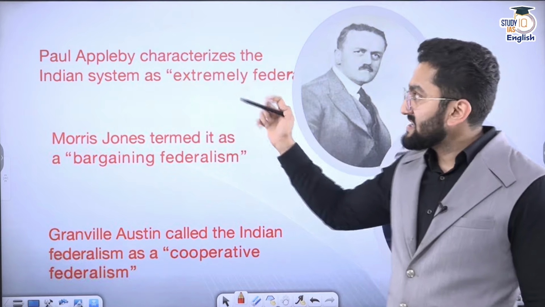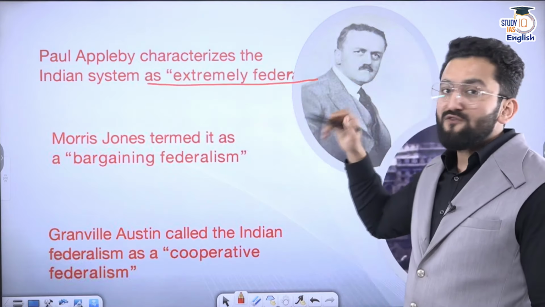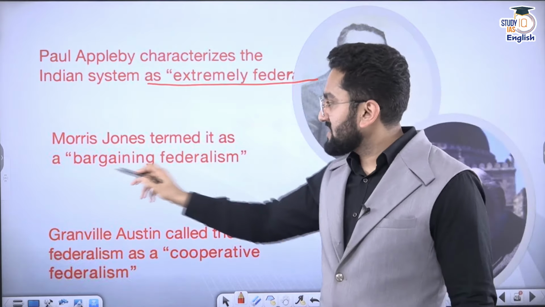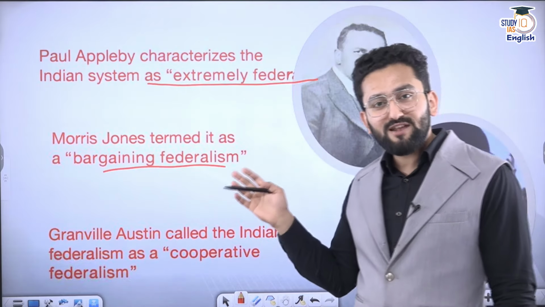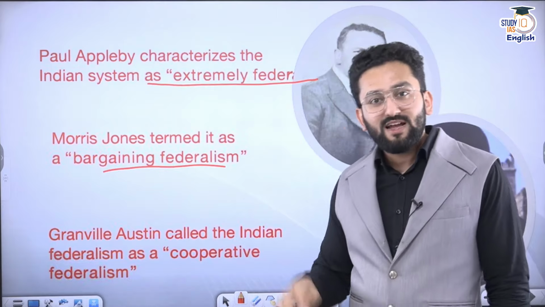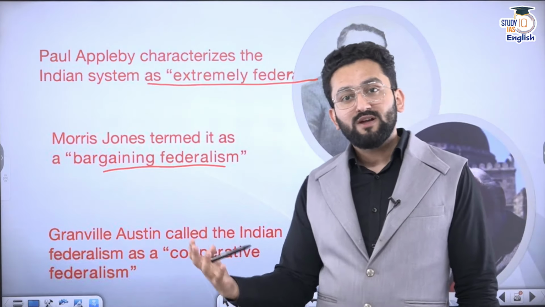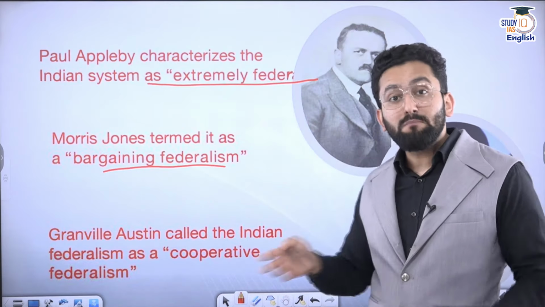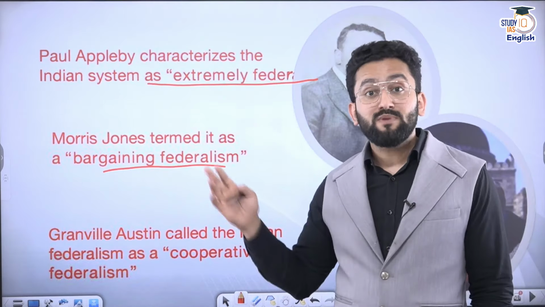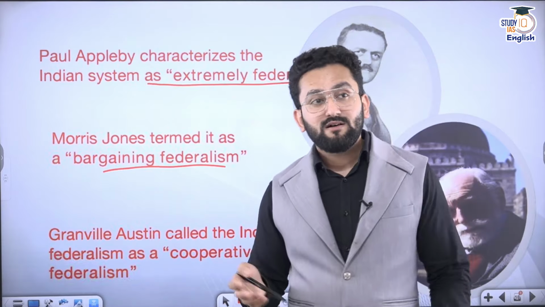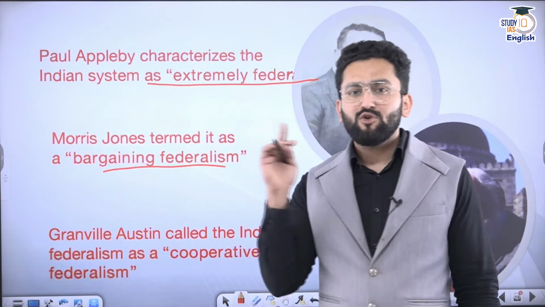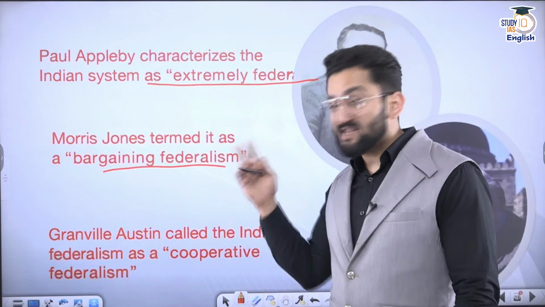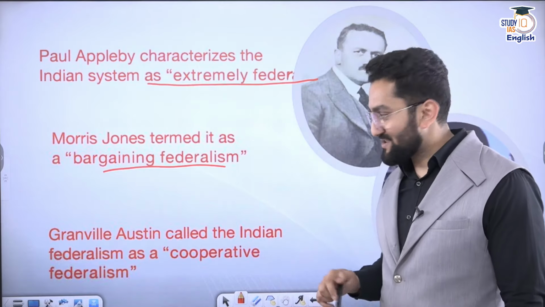Now, Paul Appleby says that the Indian system is extremely federal. He says that there is division of power. Morris Jones termed it bargaining federalism. Bargaining federalism means state governments can have their political might at the center as well. On this basis, they actually bargain with the center. For example, when regional parties are supporting the coalition at the center, they say we are going to support only when you give a 10,000 crore special package to our state. So this kind of bargaining also happens in Indian federalism.